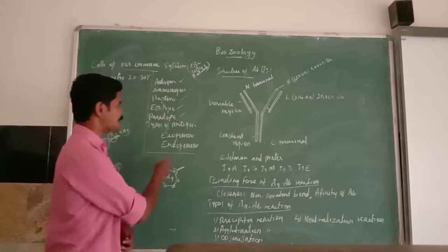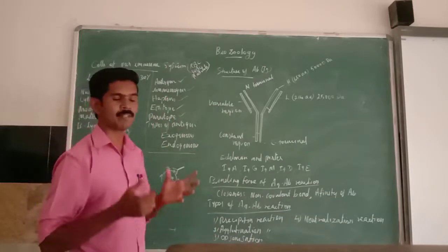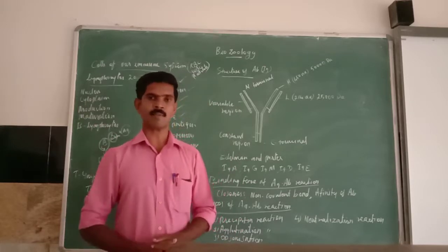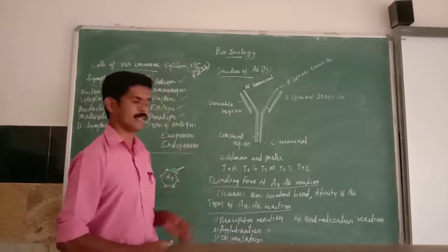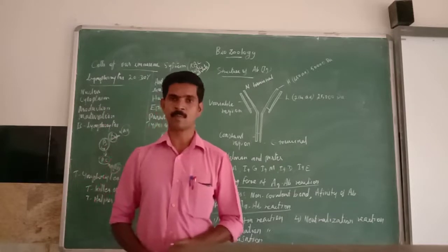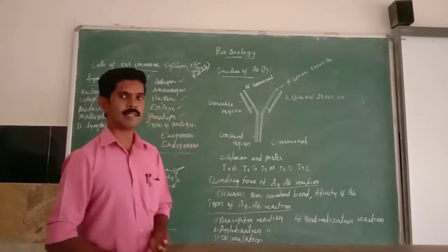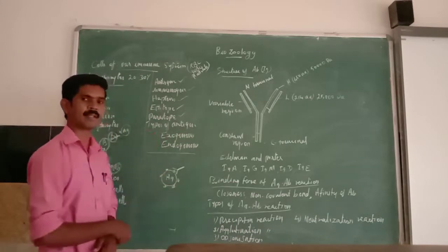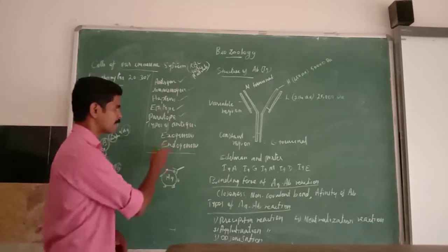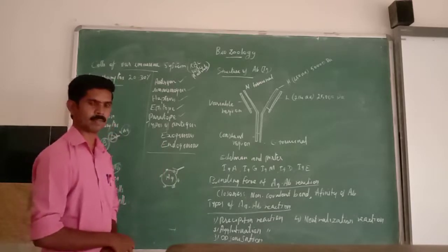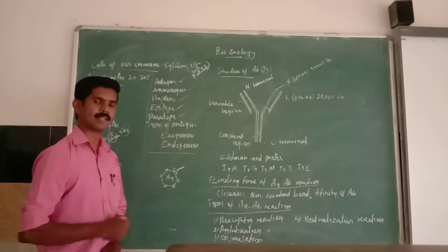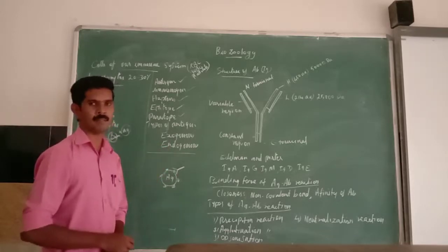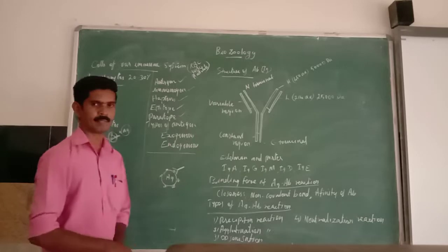Then the next one is endogenous antigen. The antigens which are produced inside our body are called endogenous antigens. For example, blood group antigen is an example of endogenous antigen. Understand? So this is a two-mark question: types of antigen. There are two types, exogenous and endogenous. Exogenous means antigens entering the body from outside. Endogenous antigen means antigens formed inside the body.